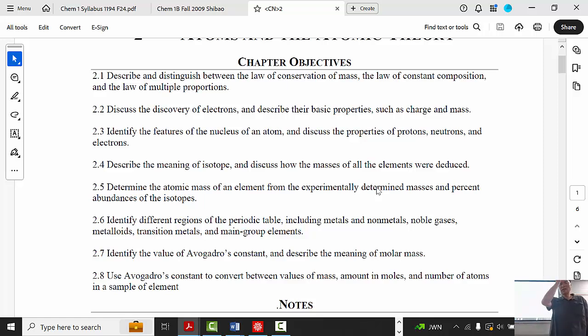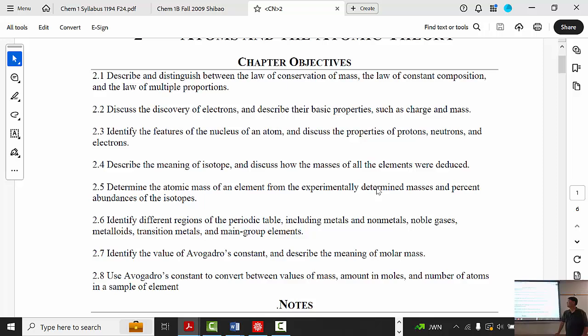Some names, I'm not really big on names and dates, but sometimes you'll need to know this. J.J. Thomson and the cathode ray tube. Describe the meaning of isotope and discuss how the masses of all elements were deduced.